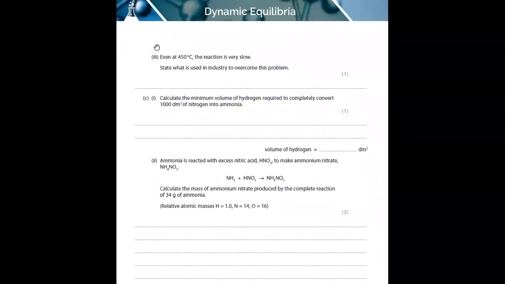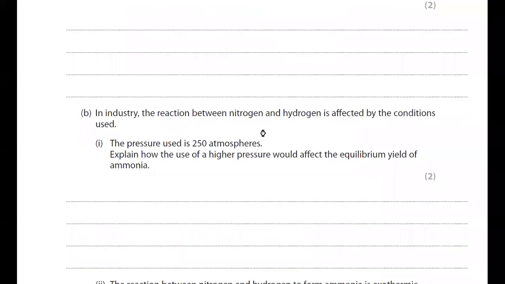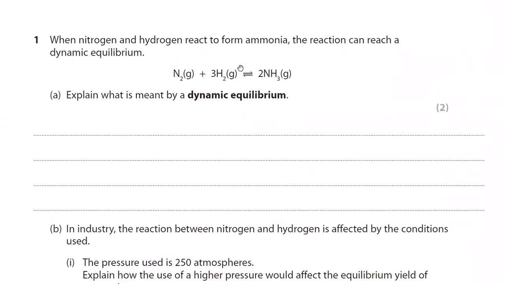Good job. Even at 450 degrees centigrade, the reaction is very slow. State what is used in the industry to overcome this problem. A catalyst, iron catalyst. Good job. Calculate the minimum volume of hydrogen required to completely convert 1000 dm cube of nitrogen into ammonia. So you have got 1000 dm cube of nitrogen. What is the minimum volume of hydrogen gas you need to convert it into ammonia?